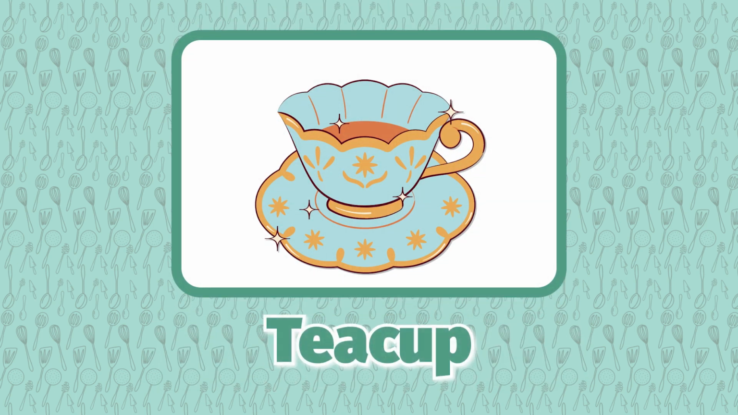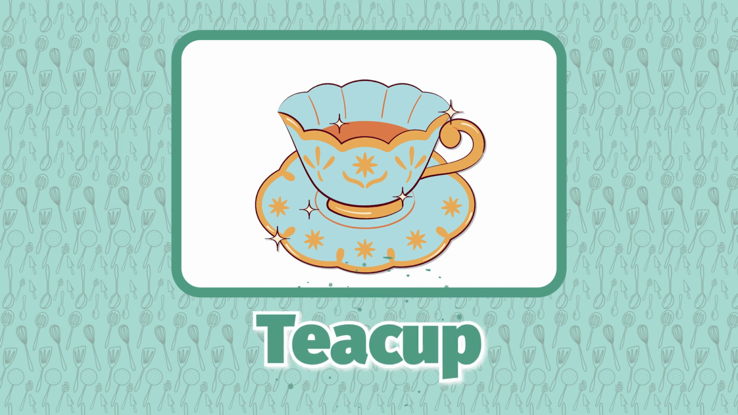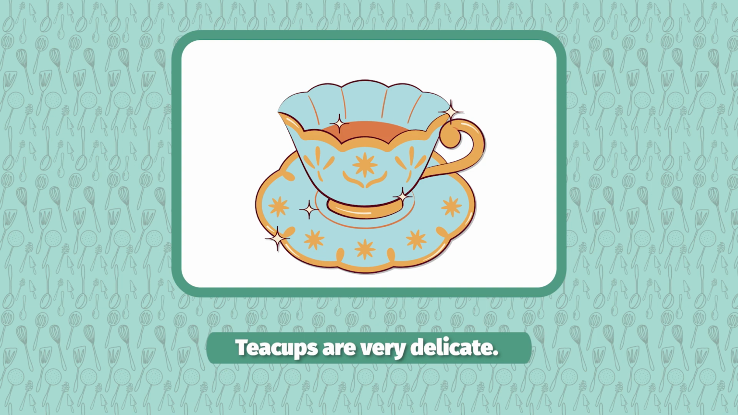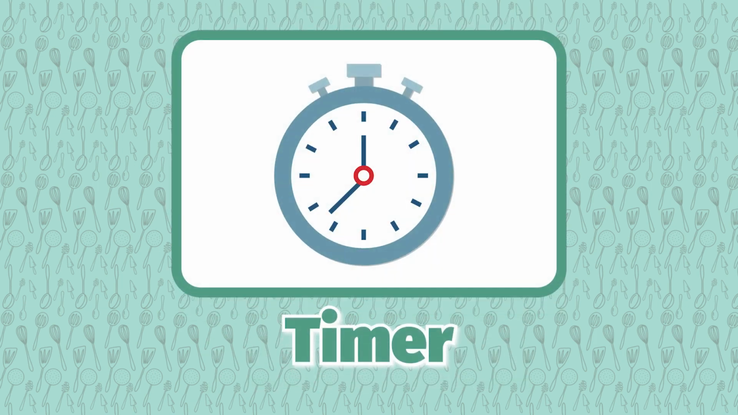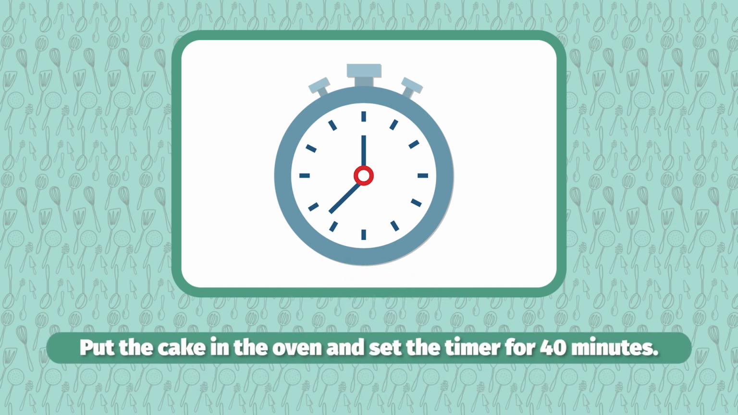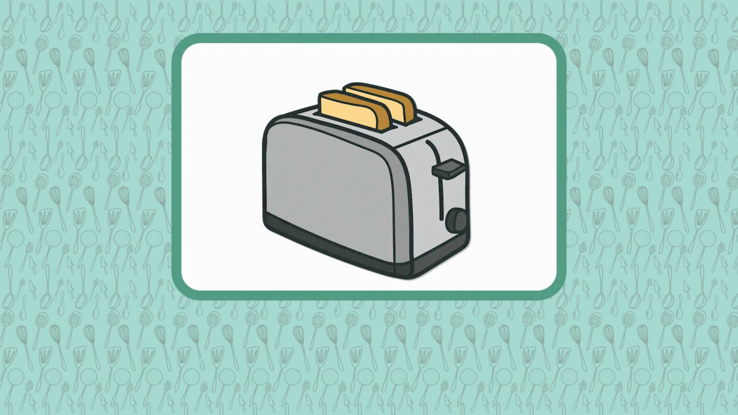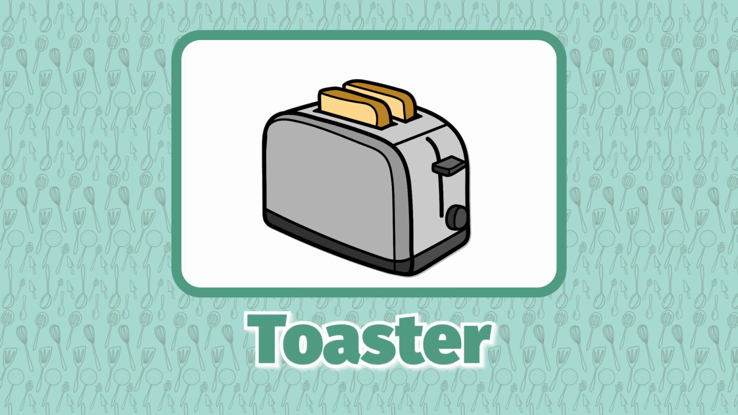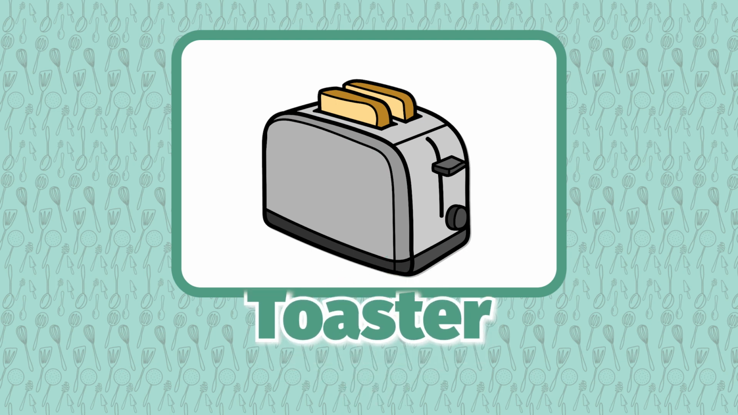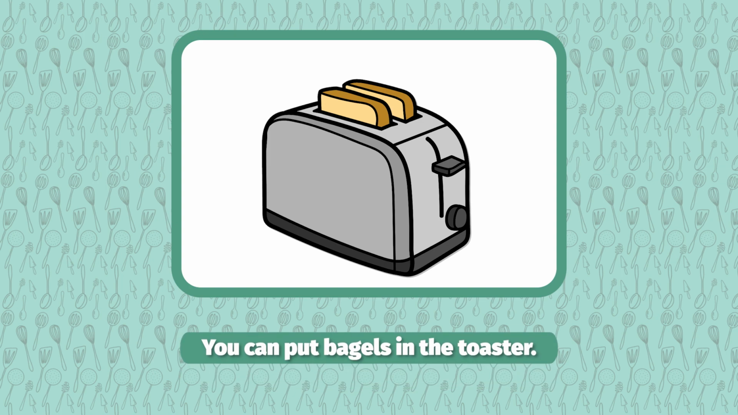Teacup. Teacups are very delicate. Timer. Put the cake in the oven and set the timer for 40 minutes. Toaster. You can put bagels in the toaster.